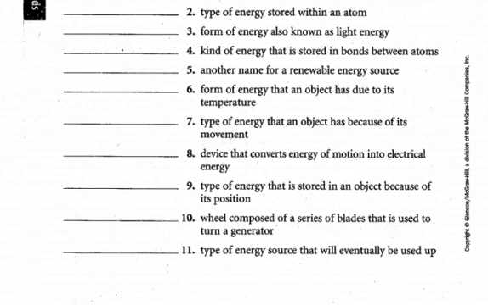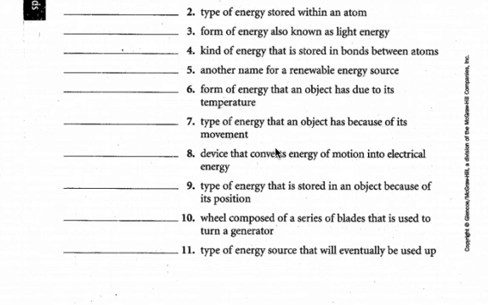Number nine, a type of energy that is stored in an object because of its position. This would be potential energy. Number seven was kinetic, and it has to do with movement. Number nine is potential. Those two are kind of like a seesaw. They're kind of opposite of each other. Kinetic is involving movement. Potential energy is involving its position in something that's not moving but has the potential to move. Number 10, a wheel composed of a series of blades that is used to turn a generator. That's called a turbine. And number 11, a type of energy source that will eventually be used up. It's a non-renewable energy resource.